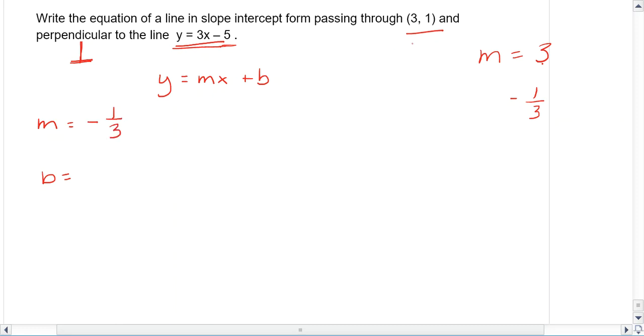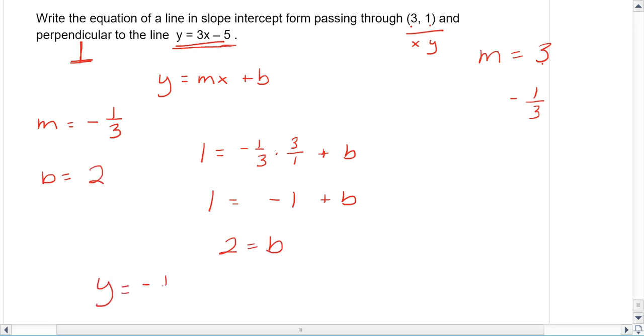And now, hopefully this is getting a little repetitive. I know x, I know y, I know m. So I plug those in and solve for the missing b. And when I solve, I get +1 on both sides, that b is 2. So now to finish it and write our equation, y equals -1/3 x plus 2.